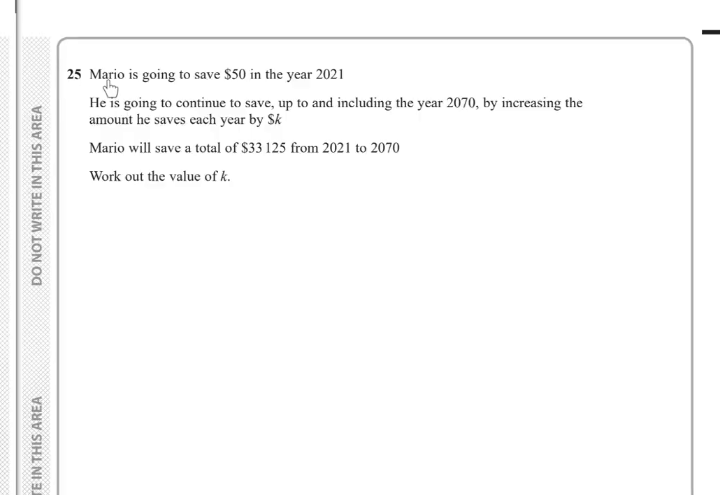25. Mary is going to save $50 in the year 2021. He's going to continue to save up to and including the year 2070 by increasing the amount he saves each year by K dollars. Mary will save a total of $33,125 from 2021 to 2070. Work out the value of K.